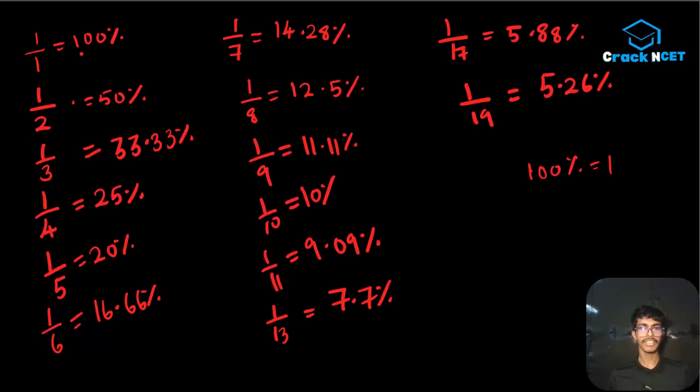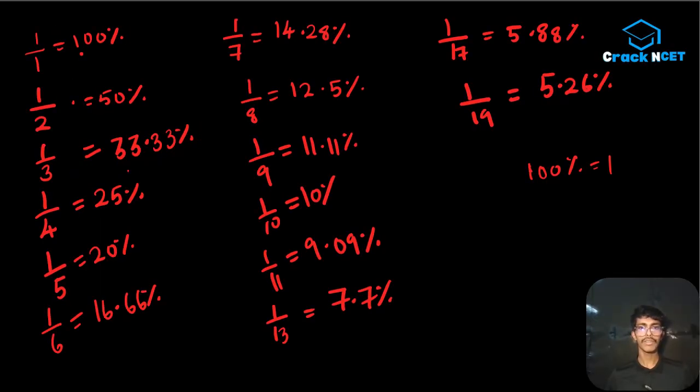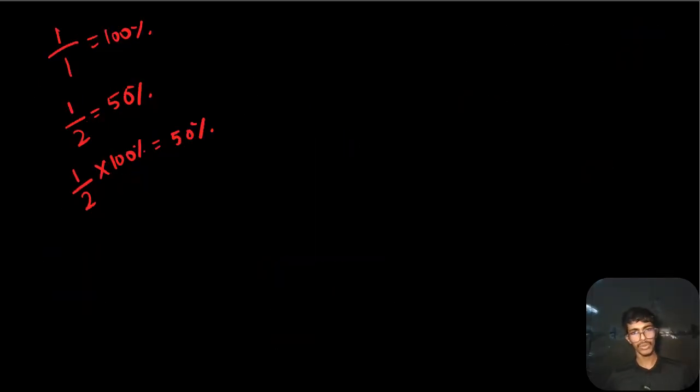Over here it is given that 1 by 1 is 100%. And 1 by 2 is given as 50 percentage. How is that so? We have to multiply 1 by 2 using 100, converting into percent, which gives 50%. And the third one given over here is 1 by 3 is 33.3 percentage. How is that so? 1 by 3 into 100 percentage.